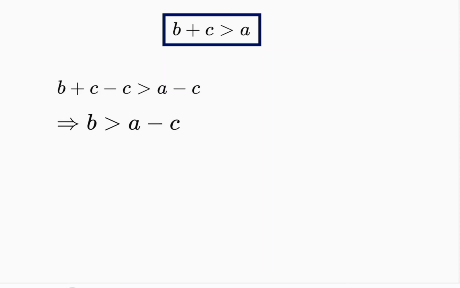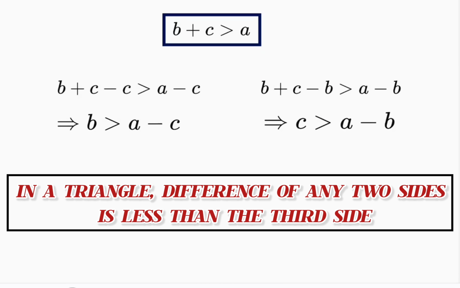Similarly, if we subtract b from this inequality, b plus c minus b is greater than a minus b. That is, c is greater than a minus b. In a similar way, you can prove it for the other side differences. That means this property always holds true.